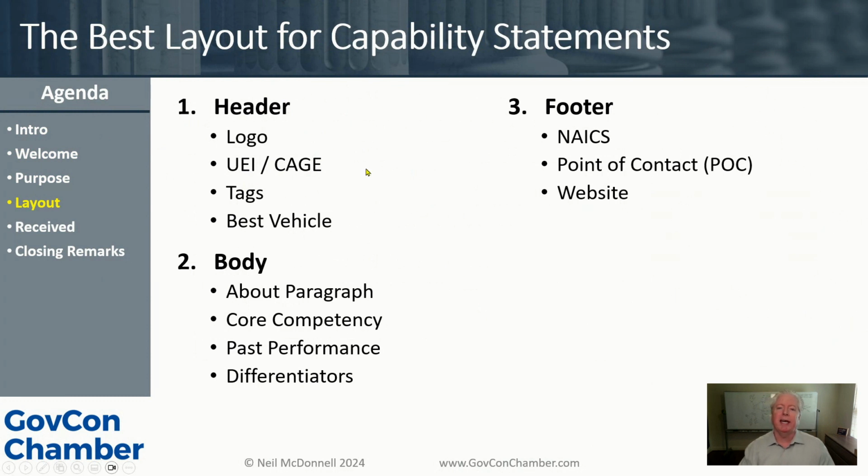So the UEI and CAGE, hyperlink them back to your DSBS profile, right? So you can take the buyer, if they're looking at it, if they click, they go right back to your DSBS profile, and they can walk down this channel of learning a lot more. And then the last two are tags and best vehicle. So again, I just call it tags, but if you're an SBA certified woman-owned or SDVO or something, go ahead and put that tag right on the top.